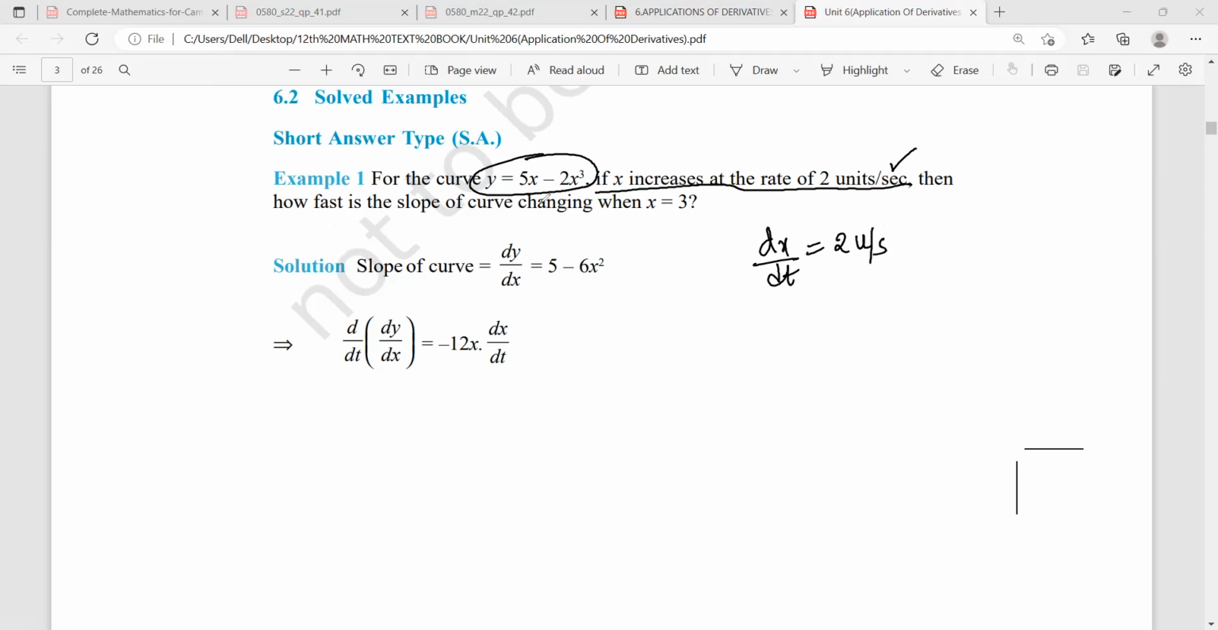Then, how fast is the slope of the curve changing? Slope of the curve is dy by dx. How fast is the slope of the curve changing? That means what is the change in this rate? That is d by dt of dy by dx, that is the question actually. Slope of the curve is dy by dx, right? Yes, sir. d by dt of this thing you should find. That's the reason he wrote it like this.